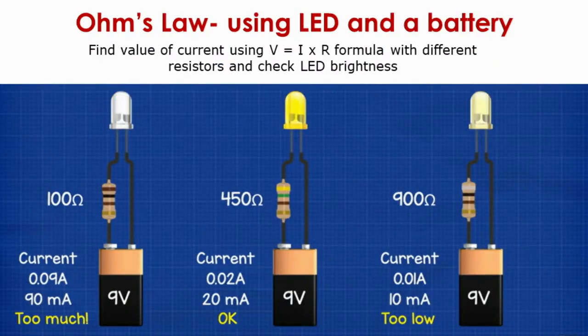Now we are going to verify the Ohm's law using LED and battery. There are three cases. First case, we have used 100 ohm resistor. So the value of current is 9 by 100, that is 0.09 ampere, which is 90 milliampere, which is too much for the LED, which will get burned.